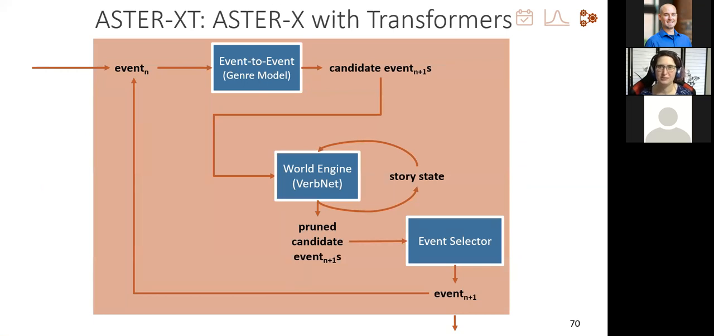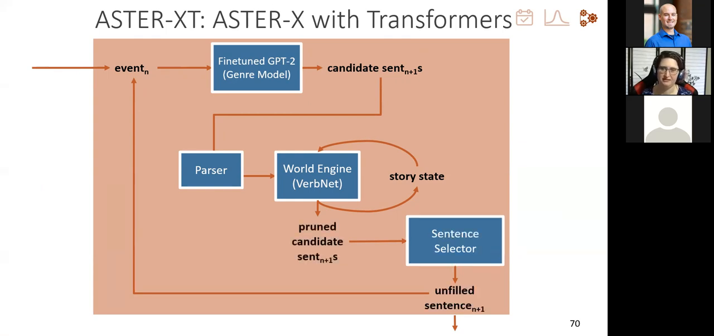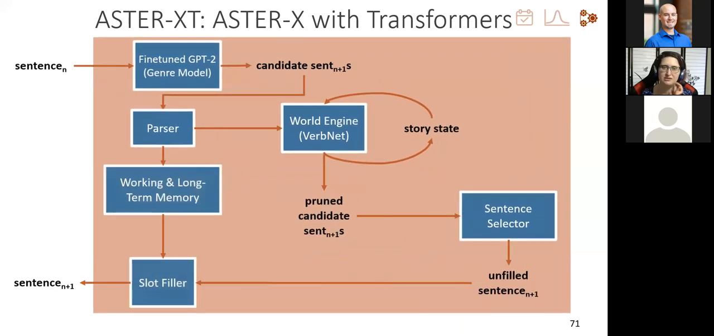Yeah, so I also tried it with transformers. I used fine-tuned GPT-2, and instead of using events first, I parsed it after the sentence was selected, creating an event representation then, so it would fit into my Verbnet engine. And then I did the same thing. What's nice about this is that it simplifies the whole pipeline and gets rid of that extra neural network.